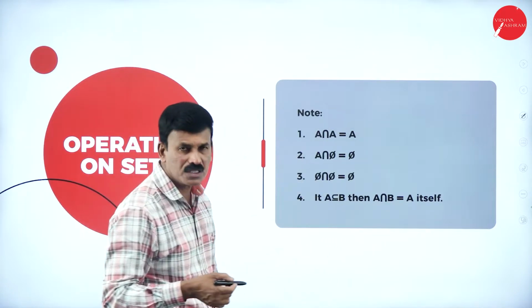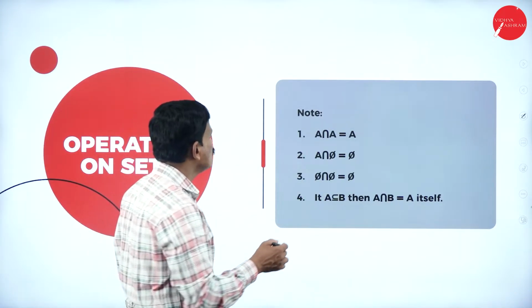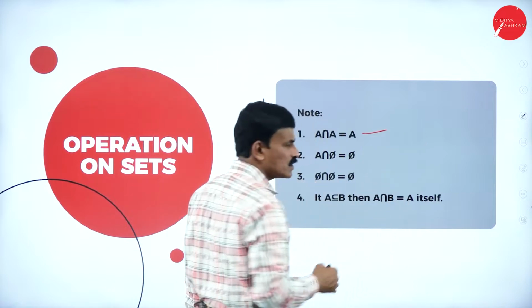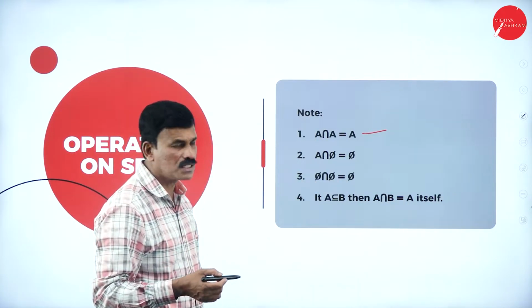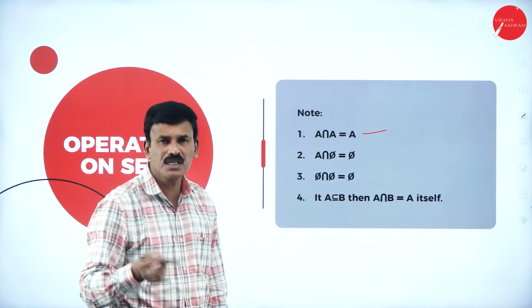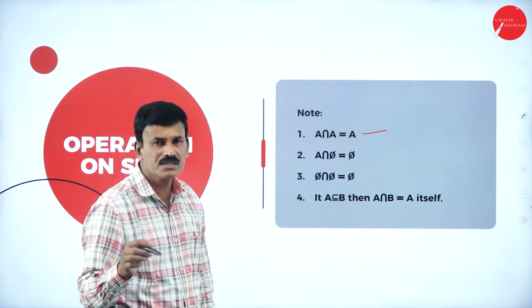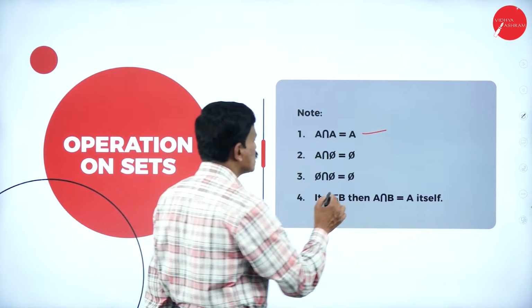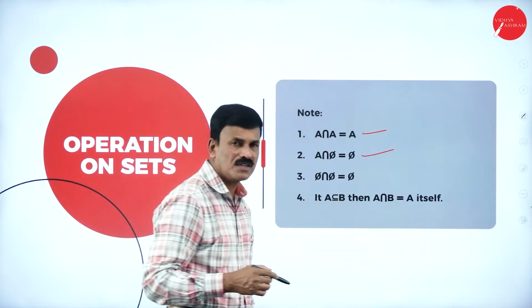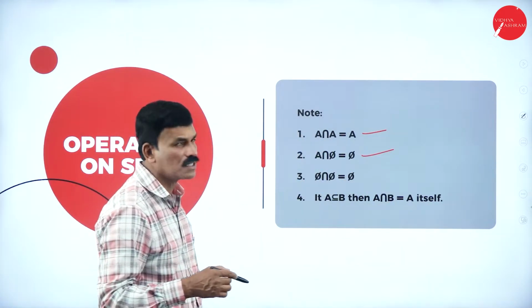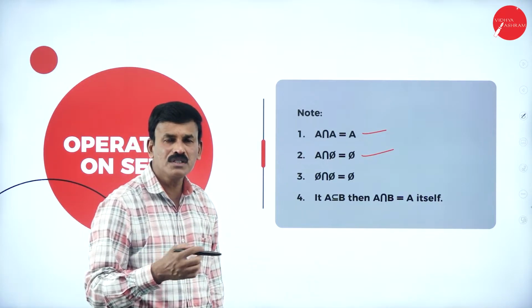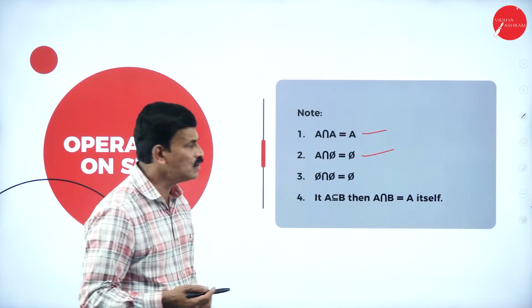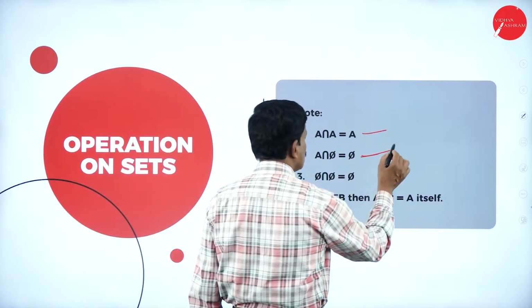As I told just now, the intersection of A and A, if you intersect, you will get the same set. So, A intersection A is equal to A. Similarly, A union A is also equal to A. A and a null set, if you intersect, the intersection of a set and a null set is equal to the null set, because in a null set there is no element. So, no element is common in A and the null set. So, the intersection of A and the null set is a null set.